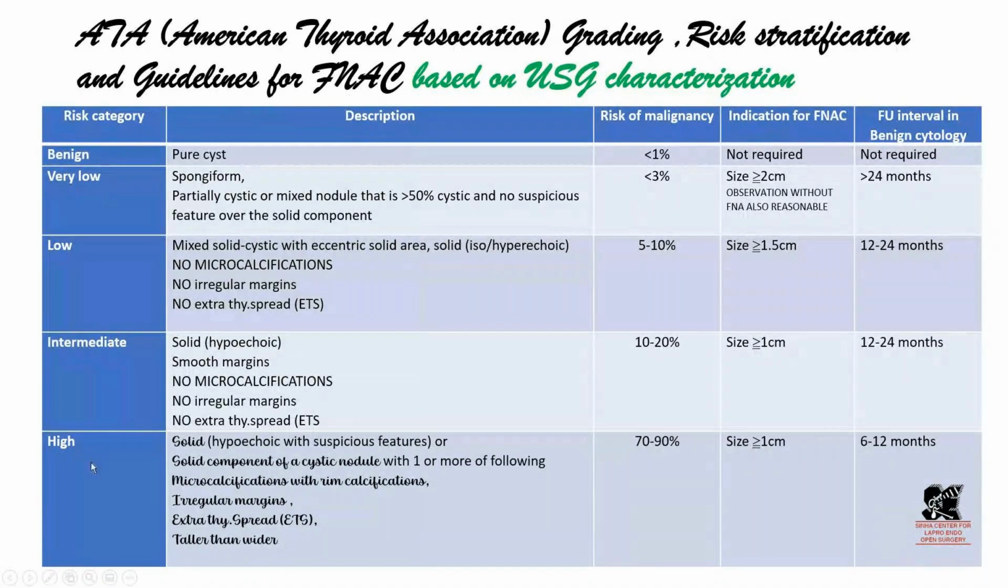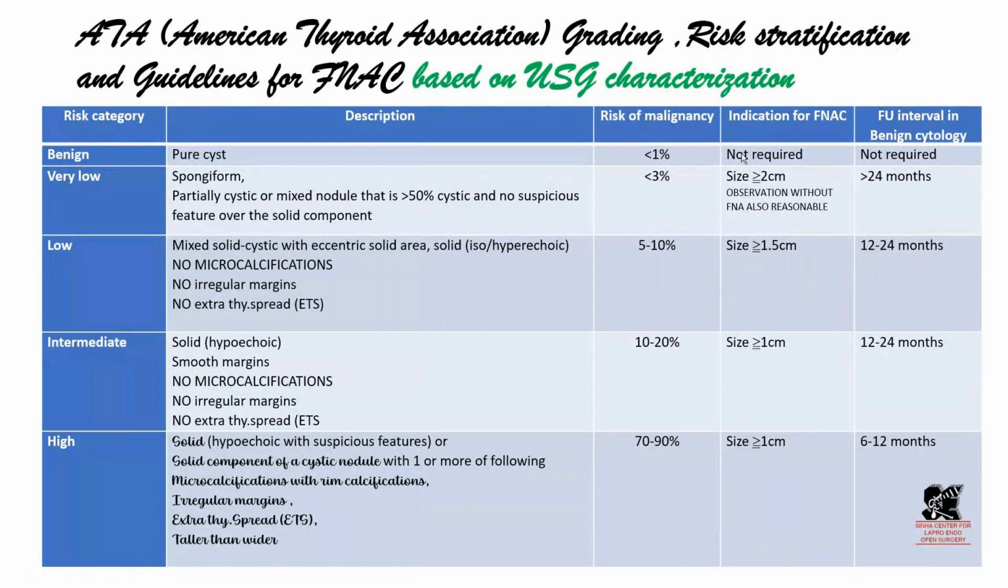We already described the features. I'm not going to go through the features again. But what are we looking at? In a benign nodule, the risk of malignancy is less than 1%. Indication of FNAC: not required. Don't do an FNAC in a benign nodule if you've got the ultrasound features. That means every nodule should not have a needle poked into it. Is that clear? The follow-up interval.